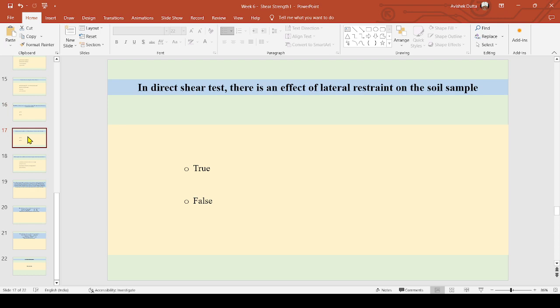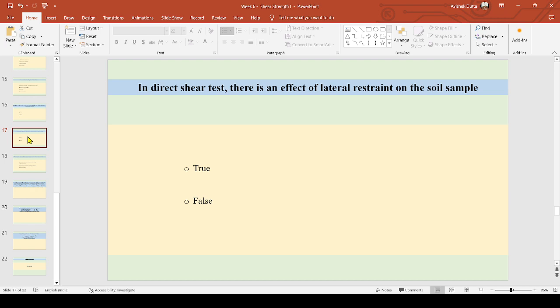Another true false statement. In direct shear test, there is an effect of lateral restraint on the soil sample. Is this statement true or false? The direct shear test is a basic test performed on soil sample for determining the shear strength parameters.